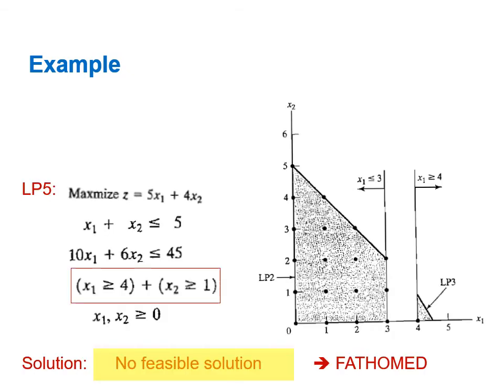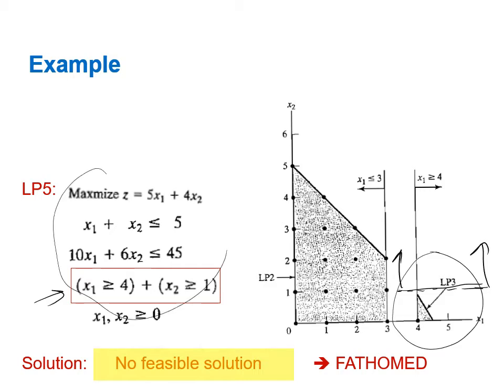Now we are considering this problem in LP5. X1 is greater than or equal to 4, which means that we are considering this region, and X2 greater than or equal to 1. Look, this is 1, and X2 greater than or equal to 1 is this one. So what is the solution to this linear problem? This shaded region and this constraint have no common parts, no intersection. It means that this LP5 is infeasible.